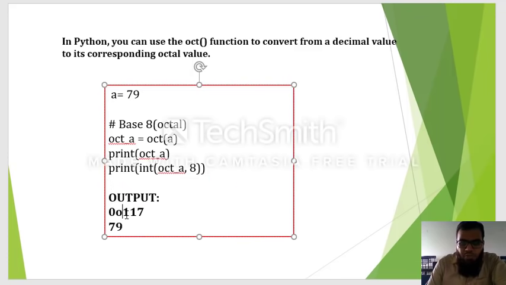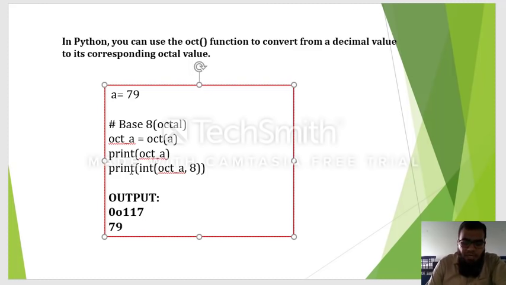Okay, so the remaining places we need to consider. So 117 is the output. So when you convert 79 into an octal number, you will get the answer as 117. What if I want to perform the reverse thing? That means converting an octal number into a decimal number.